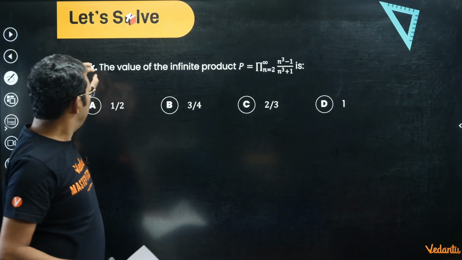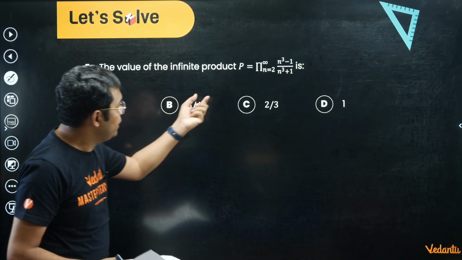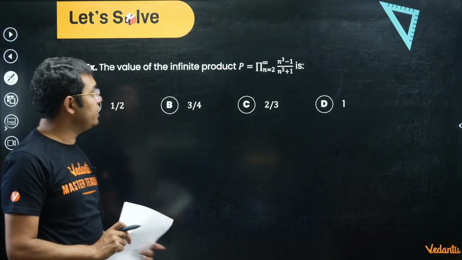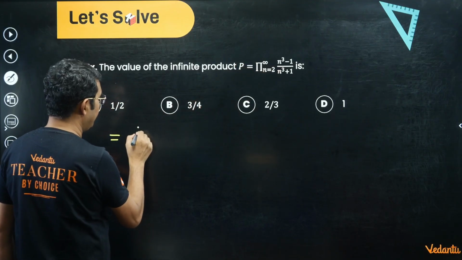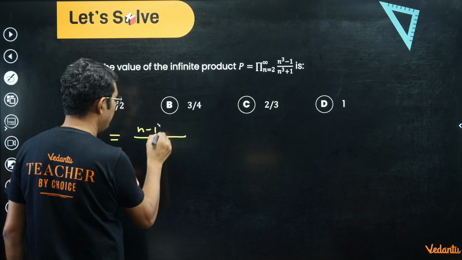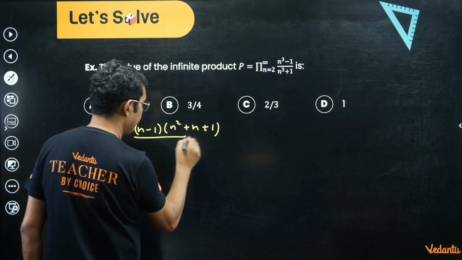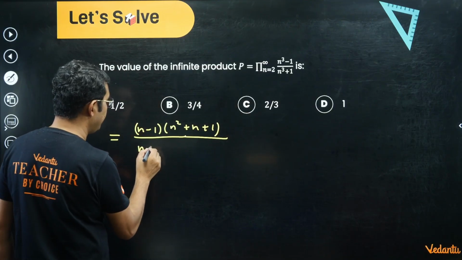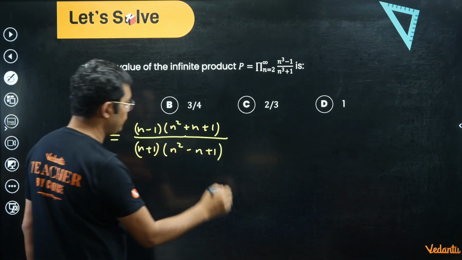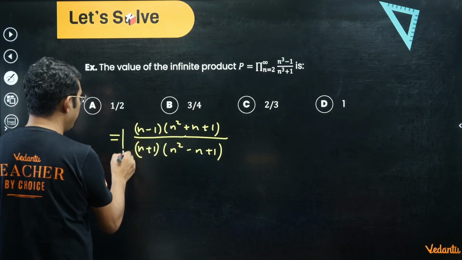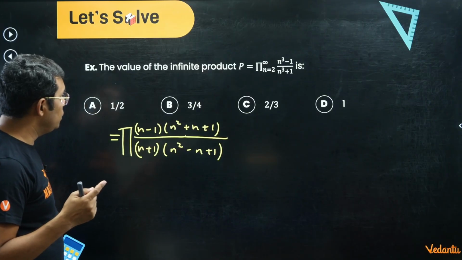Now this question, the value of infinite product. Now dear students, very important question. Instead of summation they have given product. Now how we can deal with this? Try to understand this n cube minus 1, I can factorize it as n minus 1 into n square plus n plus 1. Whereas in the denominator I can write it as n plus 1 into n square minus n plus 1, product. N will start with 2 going till infinity.